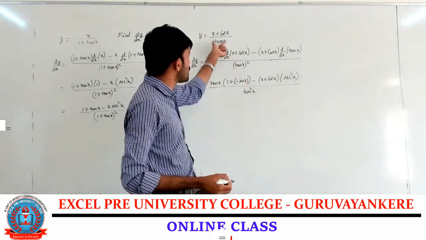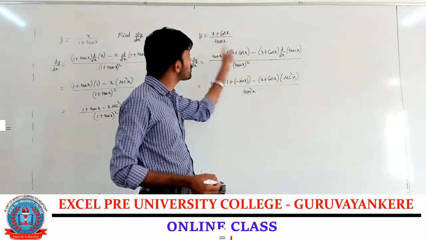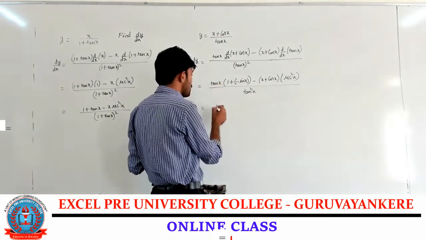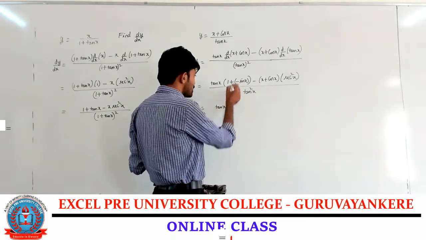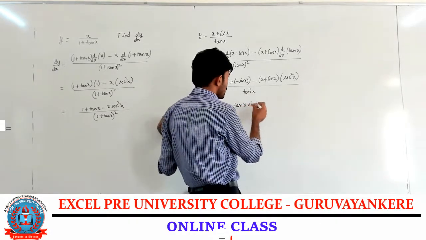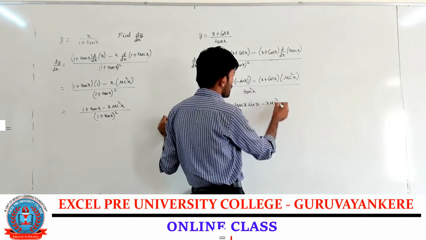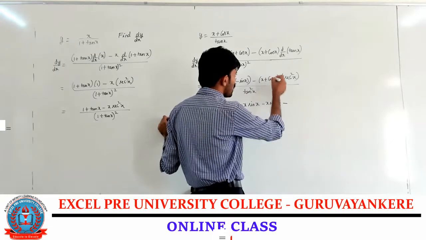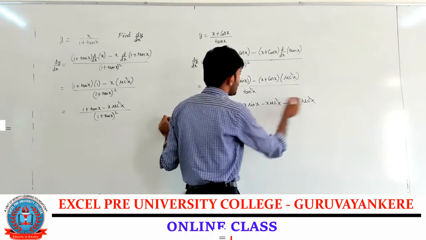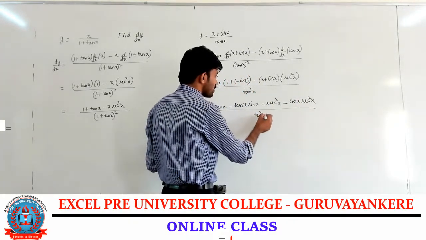Denominator square, denominator keep as this, differentiate the numerator, minus numerator keep as this, differentiate the denominator. What we do? Tan x into 1 is tan x, plus into minus, tan x into sin x, minus x into secant square x, minus into plus, cos x into secant square x. Whole thing is divided by tan square x.